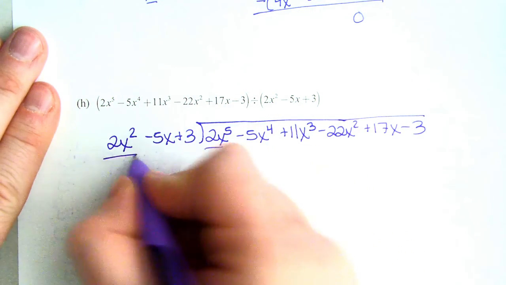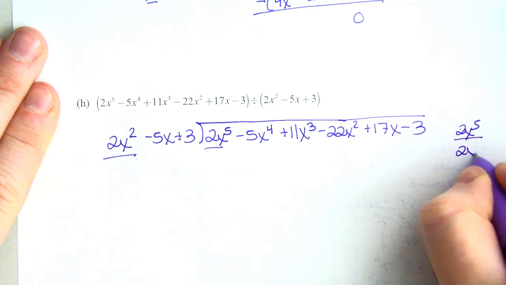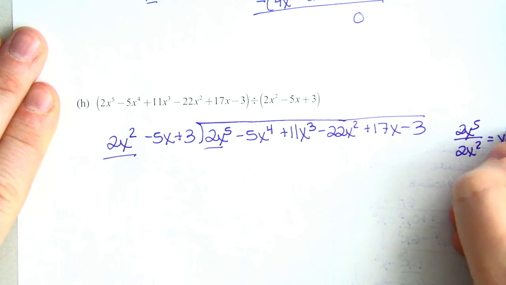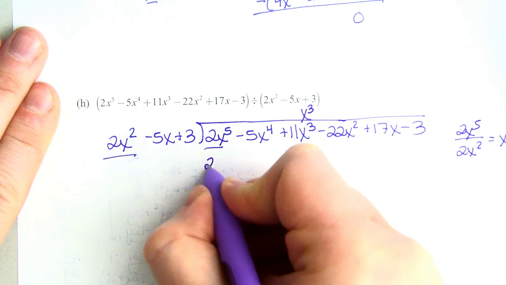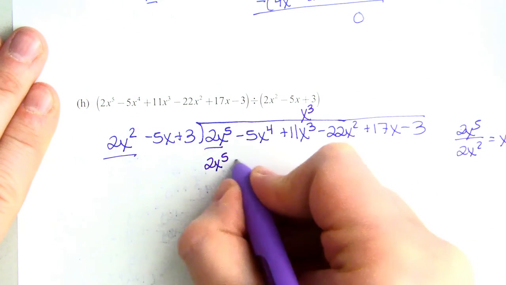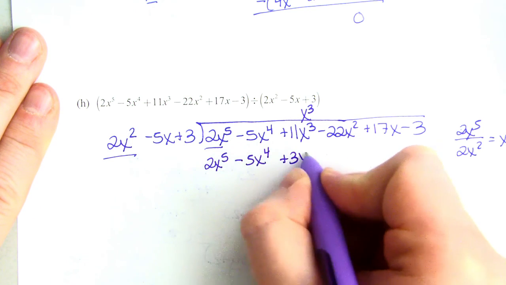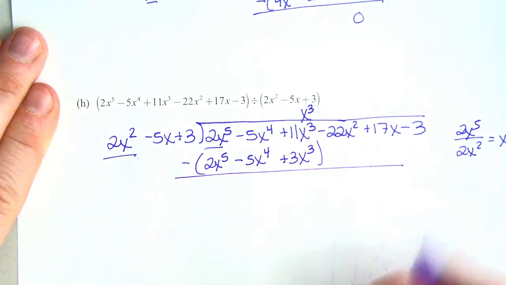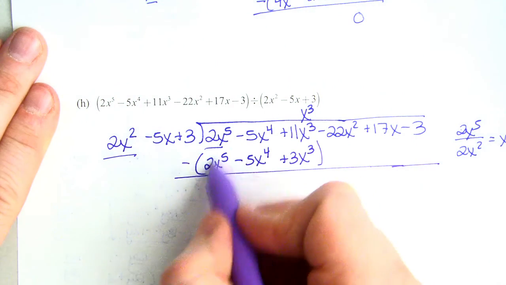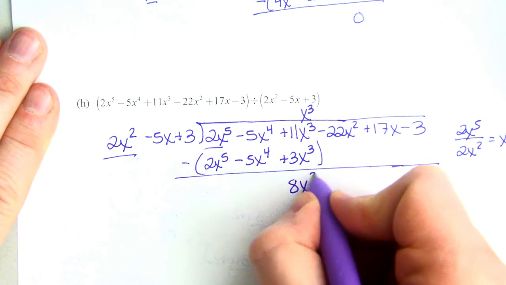Let's just go. 2x to the fifth. That's on the screen. 2x to the fifth divided by 2x squared gives me 1x to the third. Multiply. 2x to the fifth minus 5x to the fourth plus 3x to the third. Parentheses and subtract. And actually, gone, you're just left with x to the third.